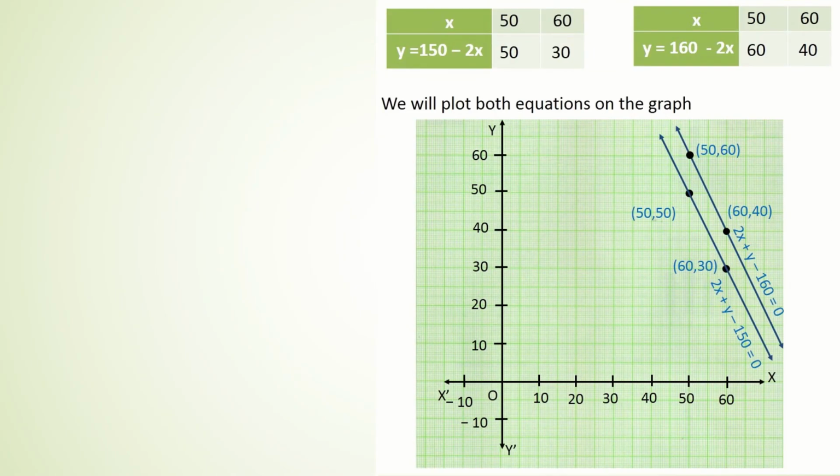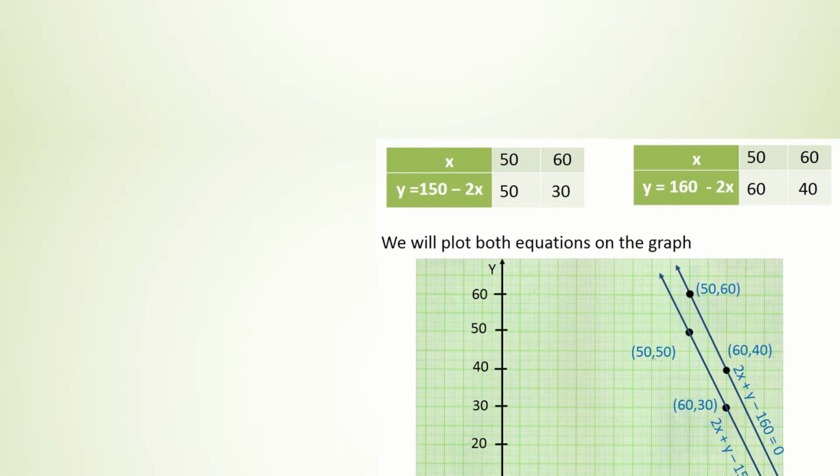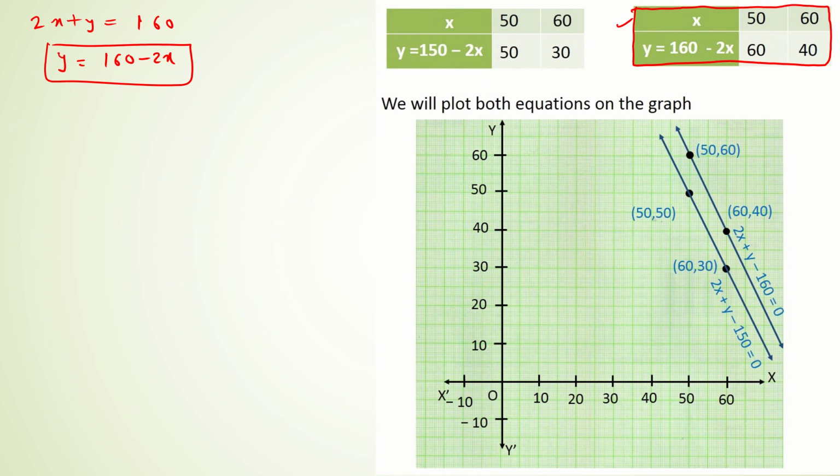Now, if we plot the graph of these two equations, then for different values of x, we have equation 1 as 2x plus y equals 160. That means y is 160 minus 2x. And this is the table for different values of x and y for equation number first.